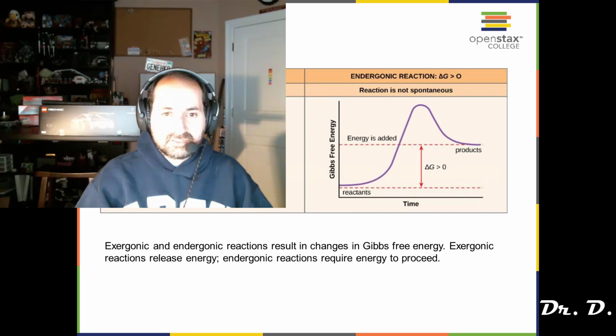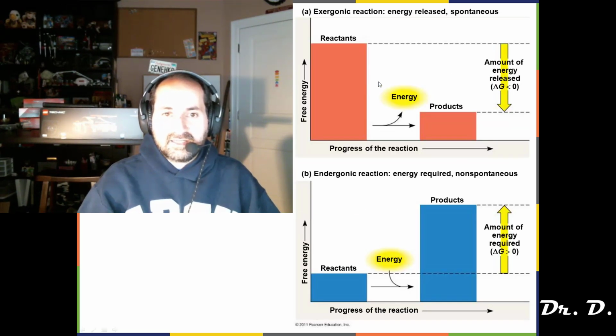So let me show you just as a review. An exergonic process is like this example at the top right here. This means a negative delta G process, right? And an endergonic process is a positive delta G process. Notice that exergonic processes release energy. Endergonic processes require energy.